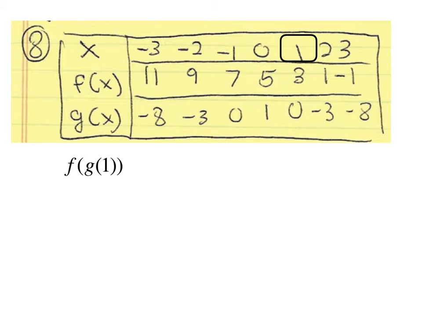And so 1 is my input. The value of the function g at x equals 1 is 0. So really I want to find f of 0 now. To find f of 0, my new input is 0. The value of the function f at 0 is 5. So the answer to this composite function is 5.